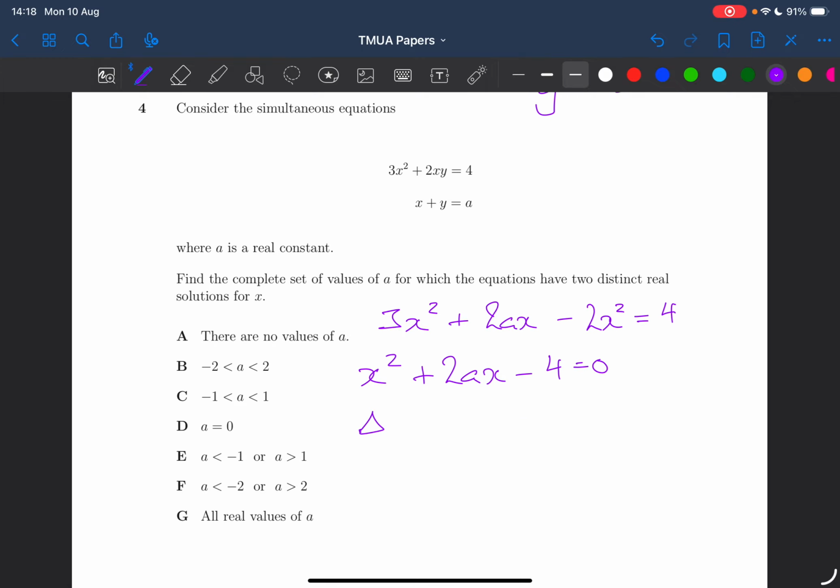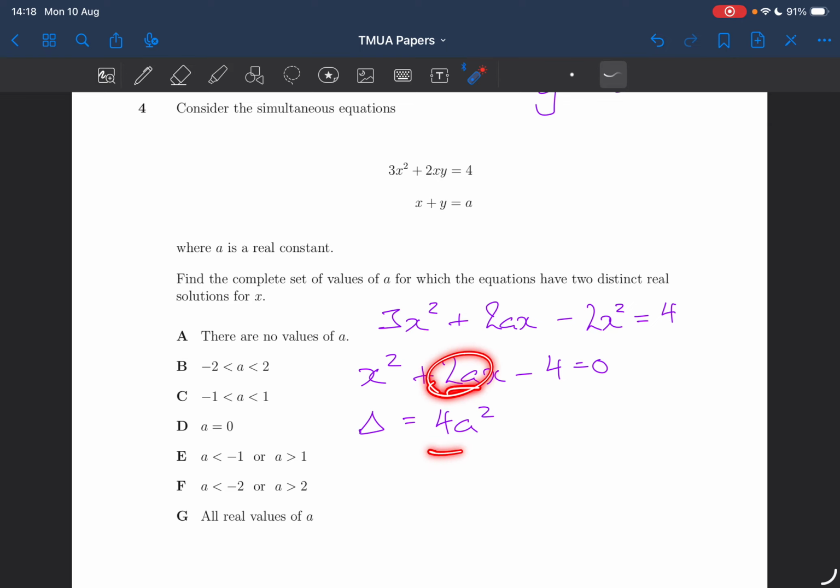So discriminant of that thing, what we're going to have is b squared, i.e. 4a squared. It's going to be 2a all squared, so 4a squared, take away 4 times a, which is going to be 1, and then times c, i.e. the minus 4. So make that minus 4 into a positive 16.